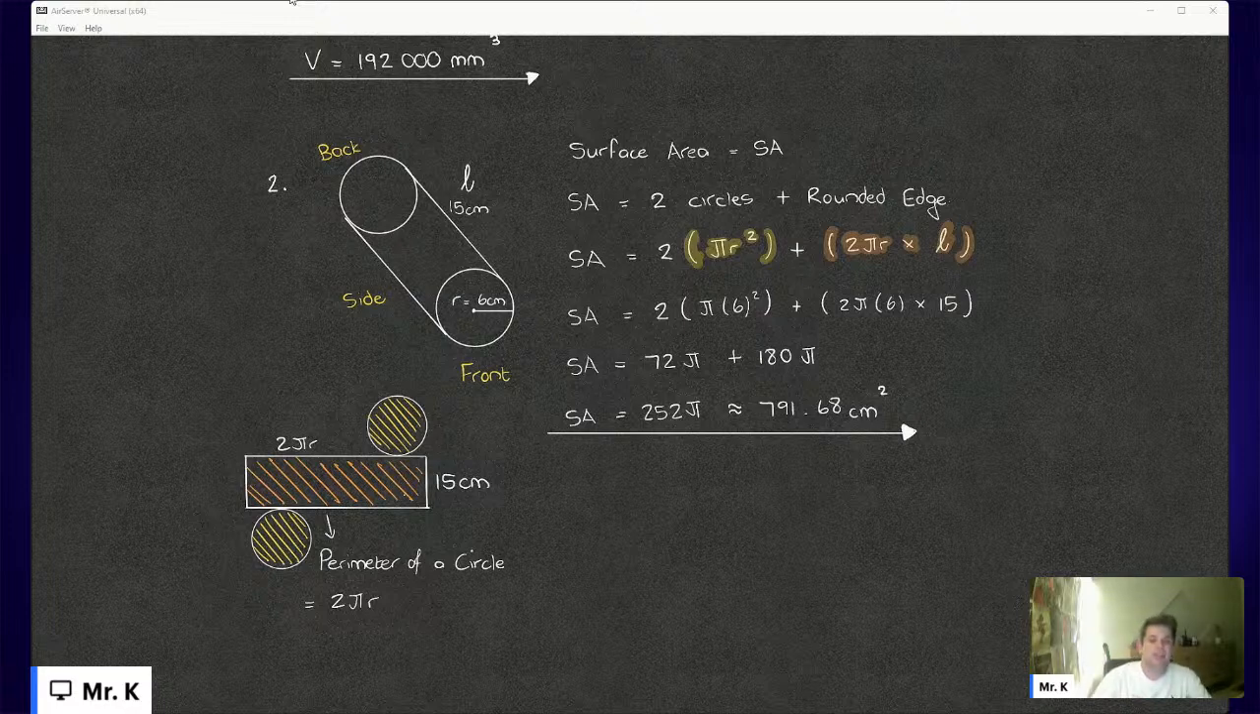Guys, somebody's asked a fair question. They've asked, is there no faster way to calculate the surface area of a cylinder?